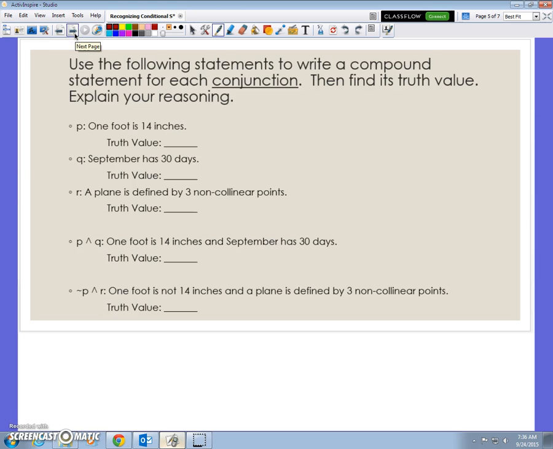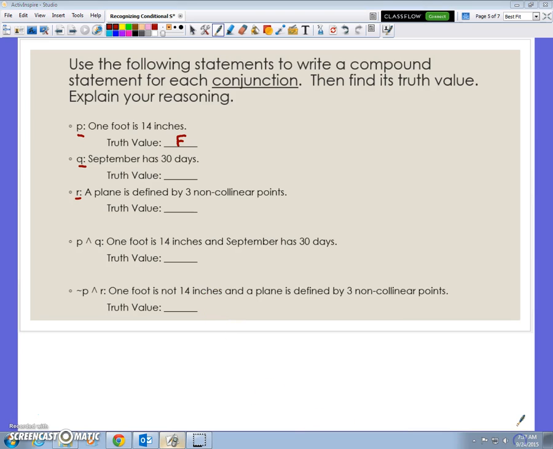It says use the following statements to write a compound statement for each conjunction. Then find its truth value. So we're going to start with the statements p, q, and r, and we're going to determine their truth. One foot is 14 inches. Well, I know that a foot is really 12 inches, so I'm going to say the truth value of that is false. September has 30 days. Let's see here. Does September have 30 days? Let's just check right here.